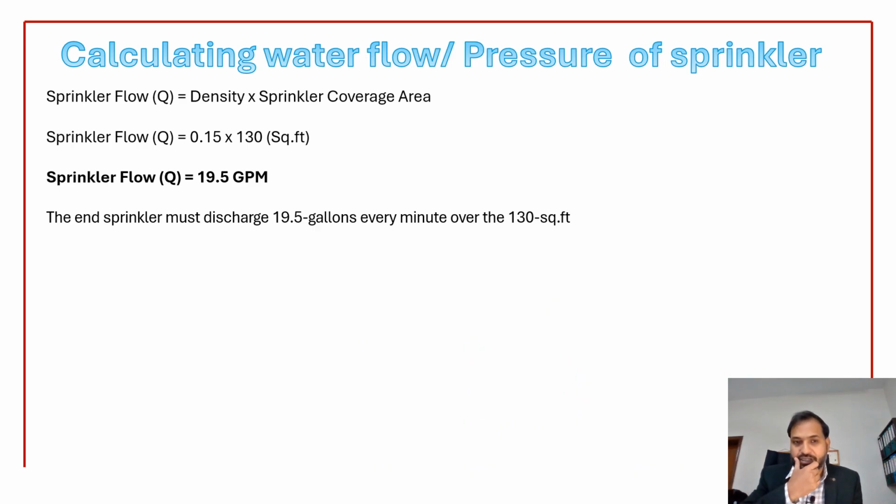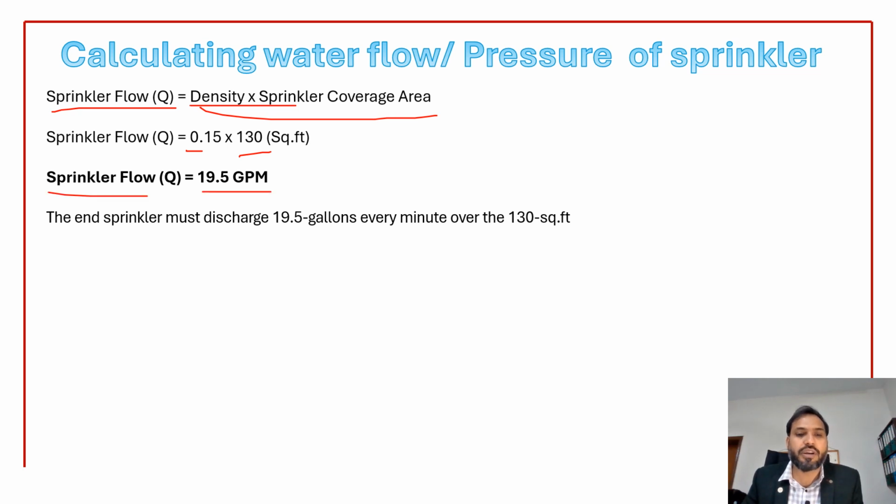Calculating water flow and pressure of sprinkler. You can see this is the formula for flow. Sprinkler flow is equal to density multiplied by sprinkler coverage area. If we multiply density by sprinkler coverage area, then we find the sprinkler flow. Here we know that our density is 0.15 and sprinkler coverage area is 130 square feet. So the sprinkler flow will be 19.5 GPM. This is the answer for flow.